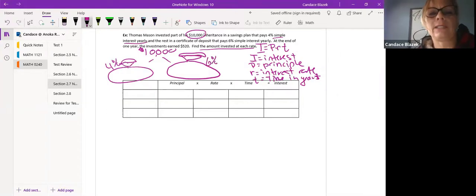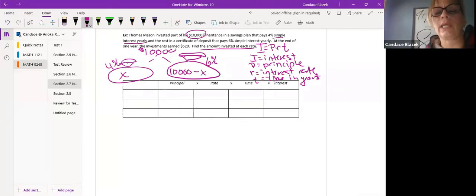Now, this is just an example. If I invested, let's say this X represents $3,000 at 4%, that would put $7,000 at 6%. And how we end up getting that is we take the total amount that we invested between the two accounts and we subtract the amount that we put at 4%. So if we invested $6,000 at 4%, that means we would do $10,000 minus $6,000 or $4,000 at 6%.